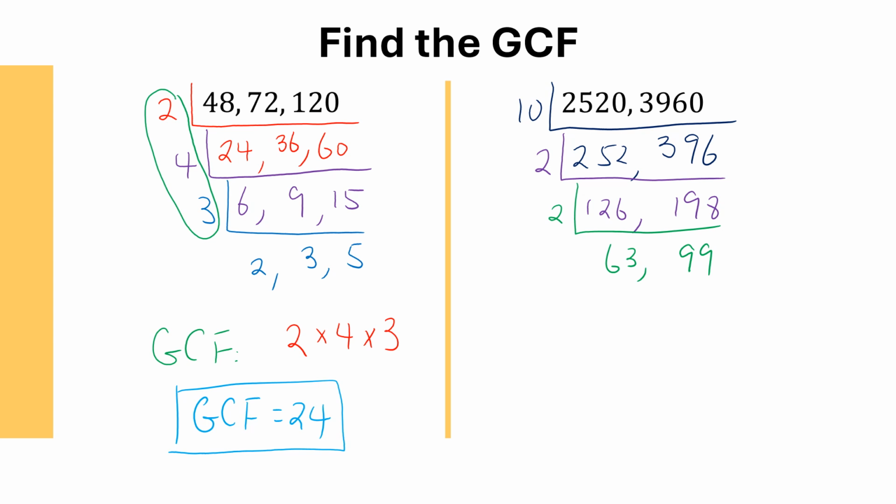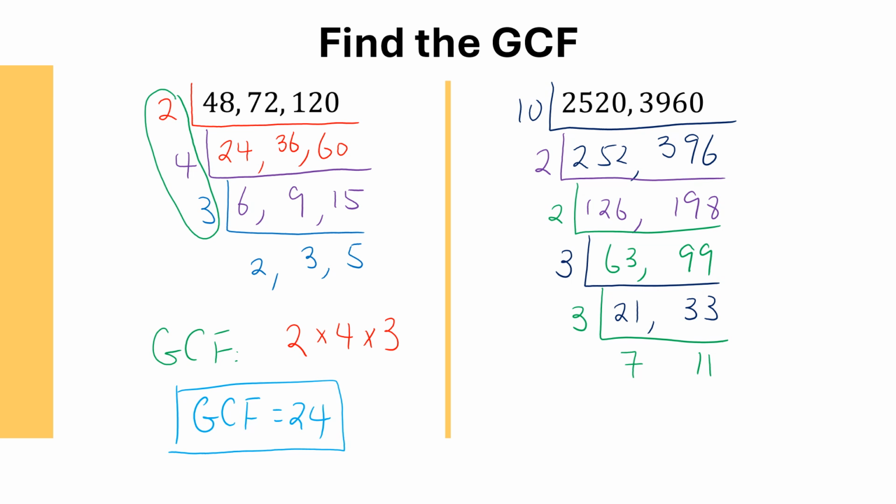And now both numbers are odd numbers, and I know that I can use 3 to break those two numbers down. So 63 divided by 3 will be 21, and then 99 divided by 3 is 33. And I can break down 21 and 33 again by 3. So 3 times 7 is 21, and then 3 times 11 is 33. And I can't break down 7 and 11 anymore.